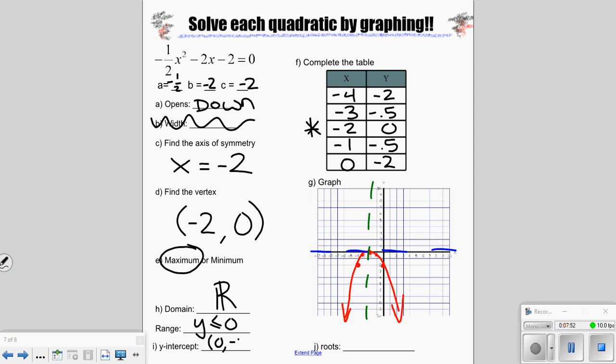The roots, if we notice, we only have our graph touching one time. That is right here where it's touching. So it actually touches at -2, which is the only spot that it touches.